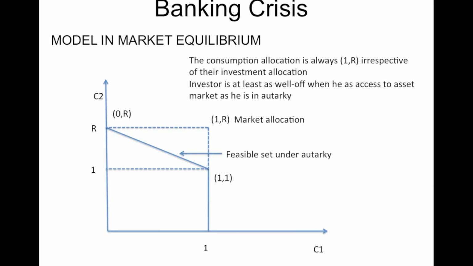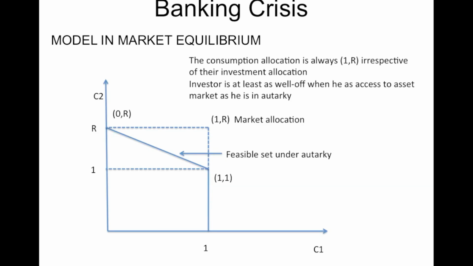Okay, so this is a familiar graph. You have seen it before in autarky. How does it work? What we are saying is the line in the middle is the feasible set under autarky. That's what the consumption will remain bounded by.